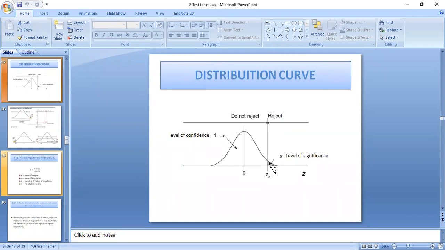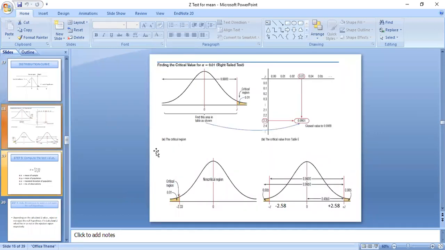And if our null hypothesis falls in this level of confidence area, or the acceptance area, our null hypothesis will not be rejected. The line that divides the level of significance area and the level of confidence area is the Z line, that is the critical value. Note these are the ways to find the critical value.